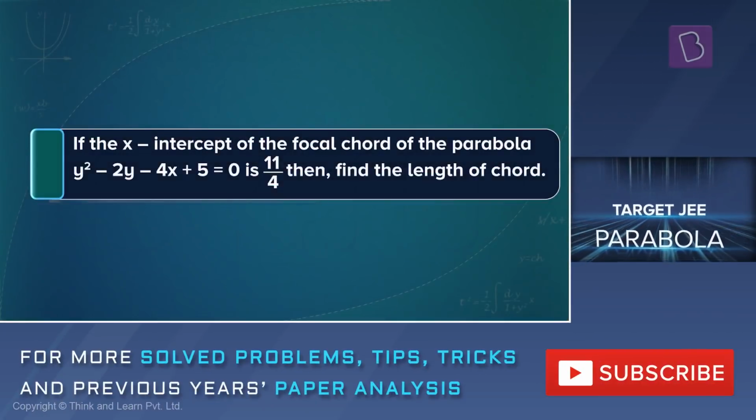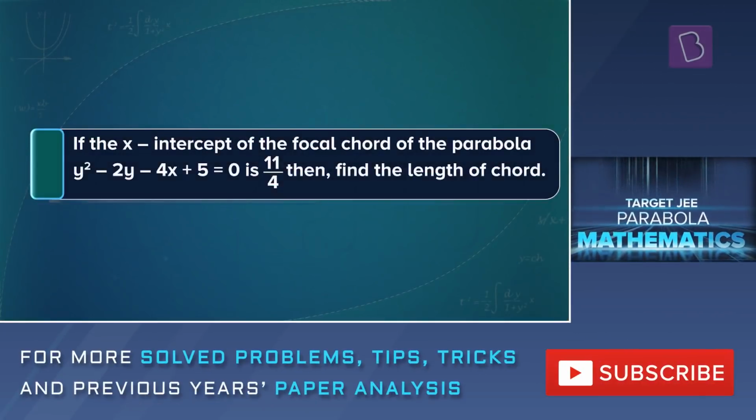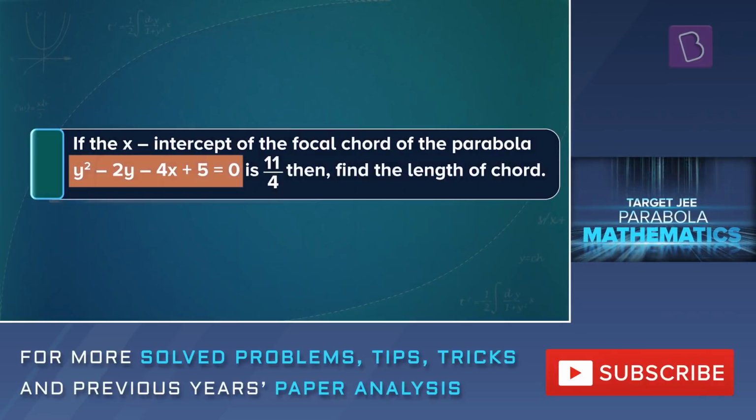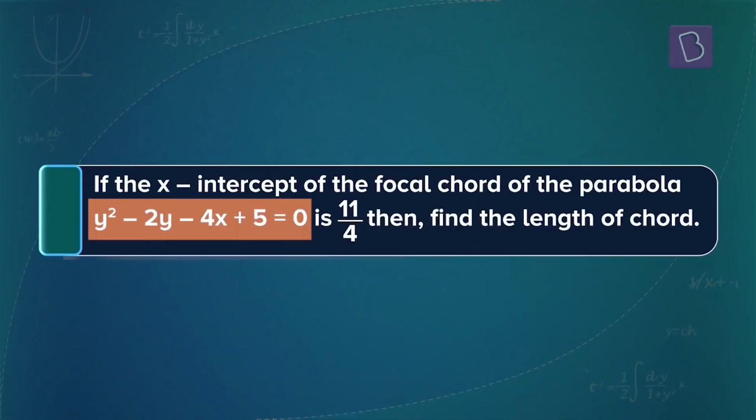So in this question, we've been given a parabola. The parabola is y² minus 2y minus 4x plus 5 equal to 0. Look at the form of the equation. This is not an equation we recognize, so we know what the first task is: rewrite the equation in a form we understand.